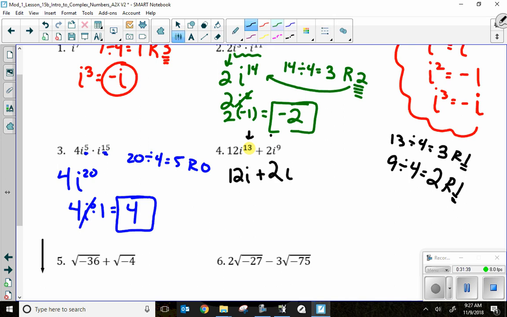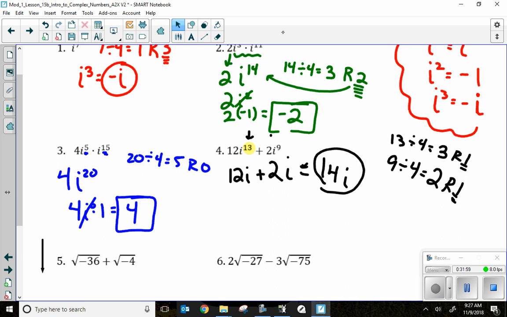Now that is 2. Oh, now this is all going to be off. i to the power of 1. That's like 4 inches higher than it needs to be where I'm writing it, but I'll adjust that. And that's going to be 14i, because now I can combine that. 12i plus 2i is 14i. Very good, very good.